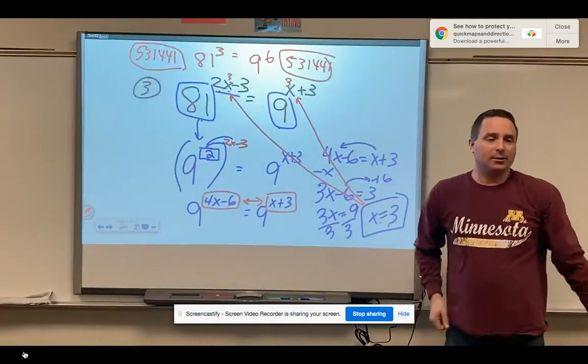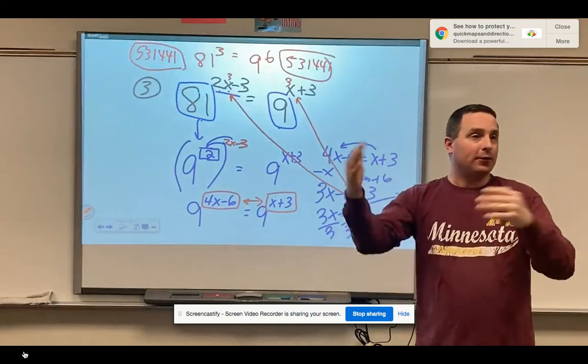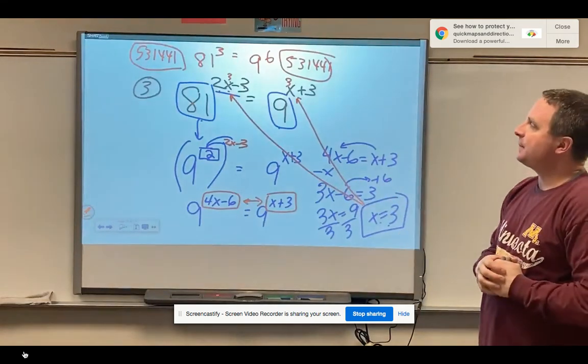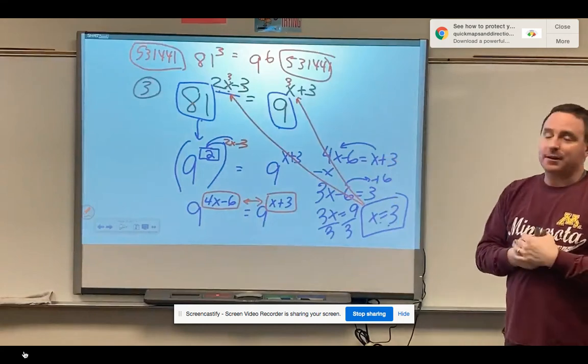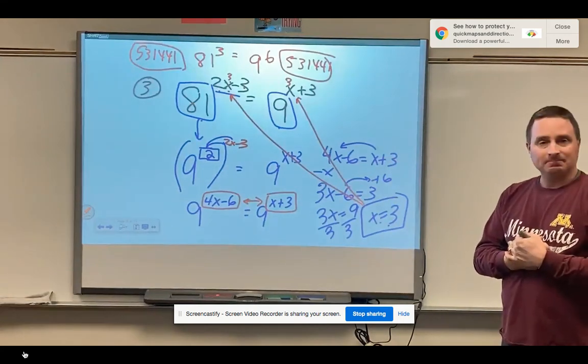Okay. All right, so we did a lot of things there today. We converted from radical form to fraction form to radical form, or exponential form, I should say. We simplified, we evaluated fractional exponents, and hopefully we're good.